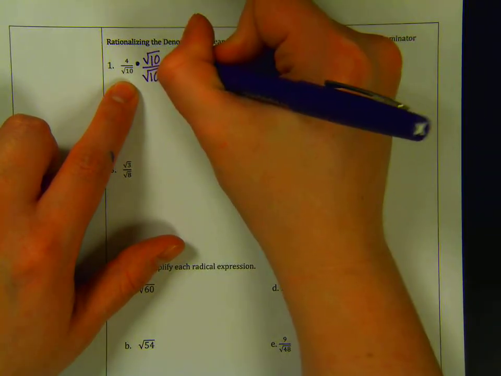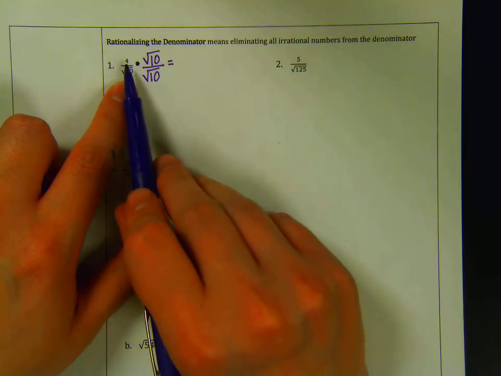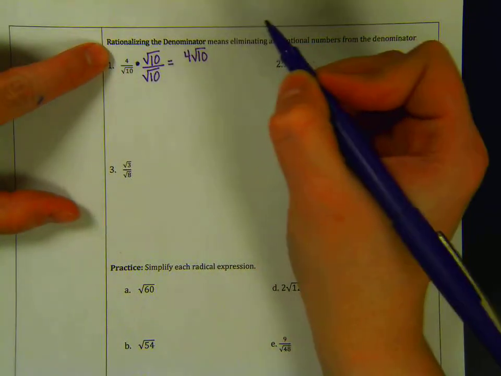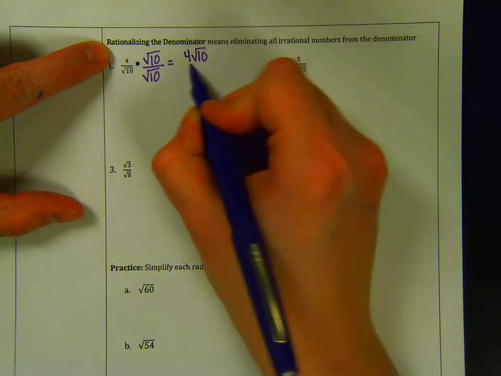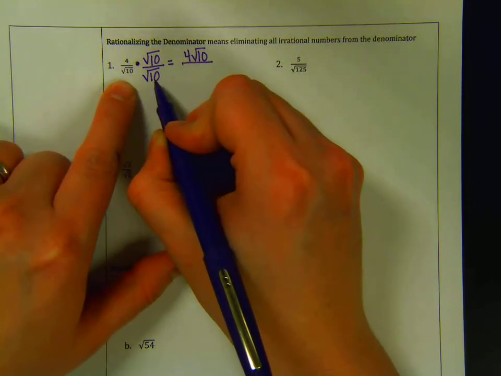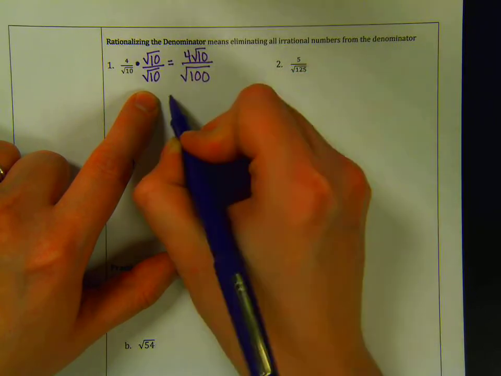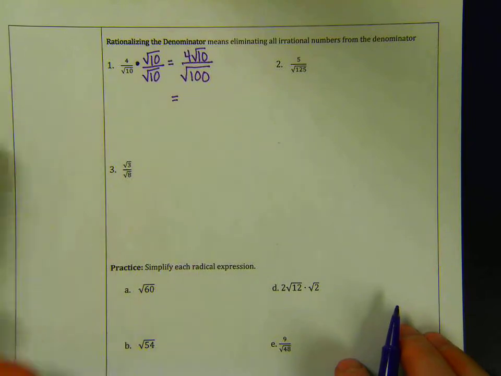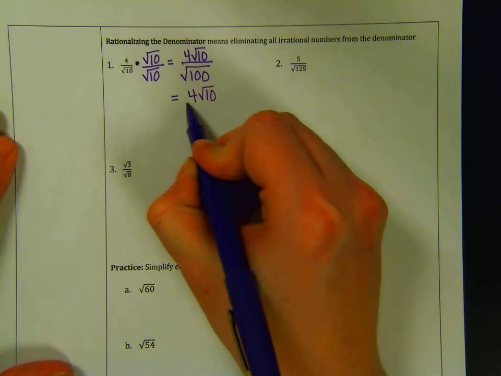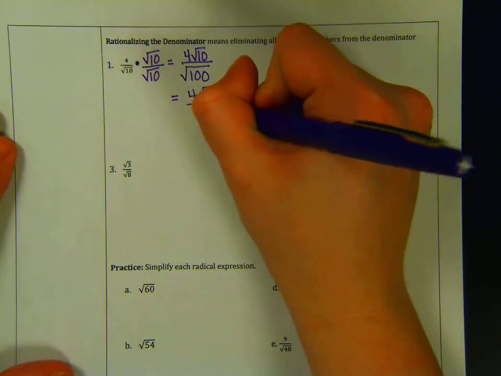What does that do for us? Well, let's use what we know about multiplying. So 4 square root of 10 is in the numerator. This 4 is not underneath a radical. I can't combine 4 and 10. Over, well, when I multiply two radicals together, I multiply what's underneath. So it's the square root of 100. Well, 4 root 10 is still where it's at, but the square root of 100 is just 10.